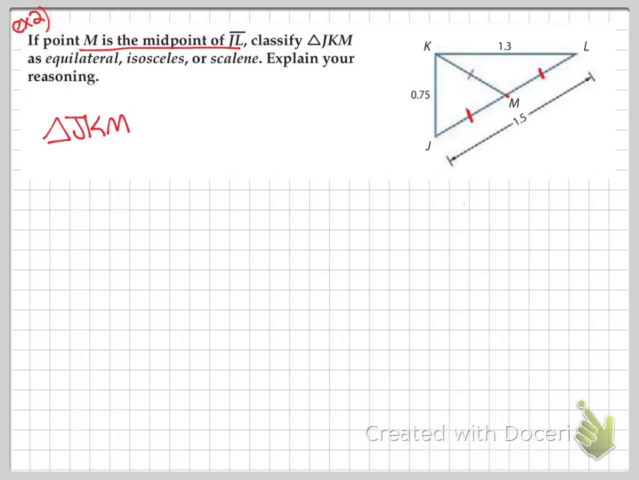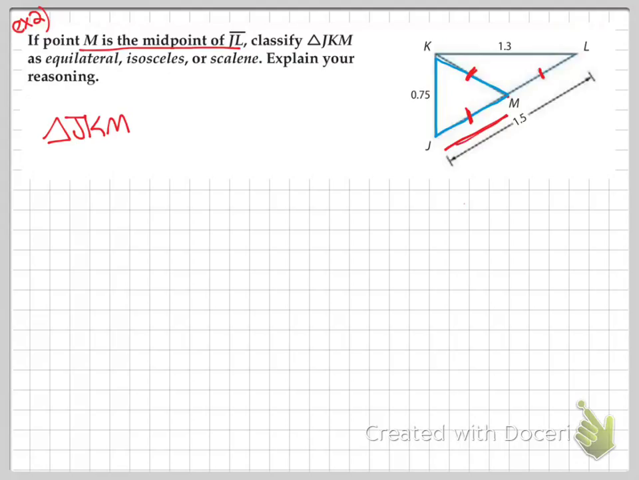So I'm going to just trace that triangle JKM, that's right here. So we know, first of all, that these two sides are congruent. But what I want to do is find out the length of JM, just so I can make sure it's not 0.75. Because if it's 0.75, then not only is this triangle isosceles, but all three sides would be congruent. So it would be equilateral. So we want to check that.